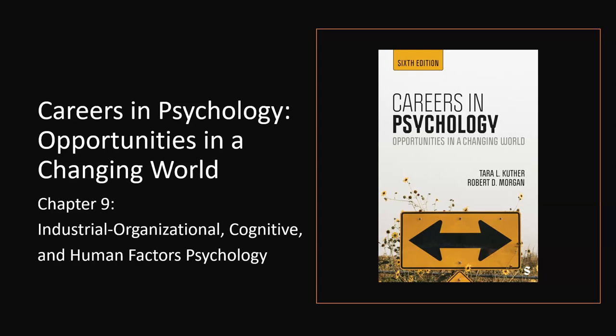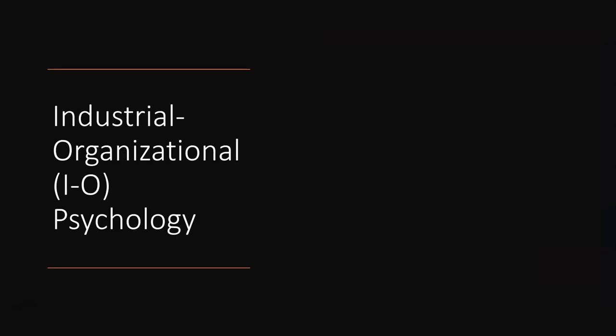This video is part 1 of Chapter 9, Industrial Organizational, Cognitive and Human Factor Psychology for PSY 120, Careers in Psychology, Neuroscience, and Human Development. In this chapter, we're going to explore some of the more experimentally oriented areas of research, but also areas of applied work that people can do when they have interest in psychology, neuroscience, and human development.